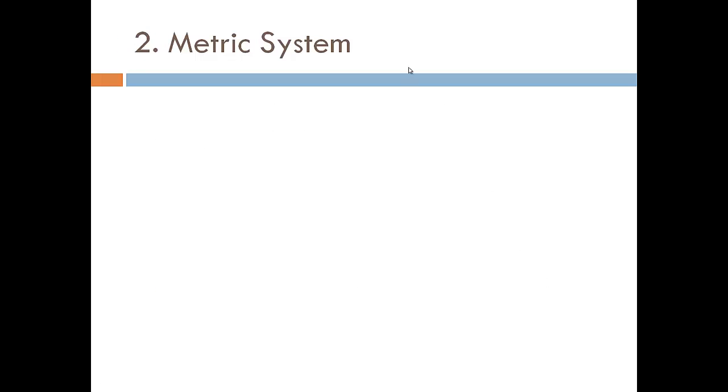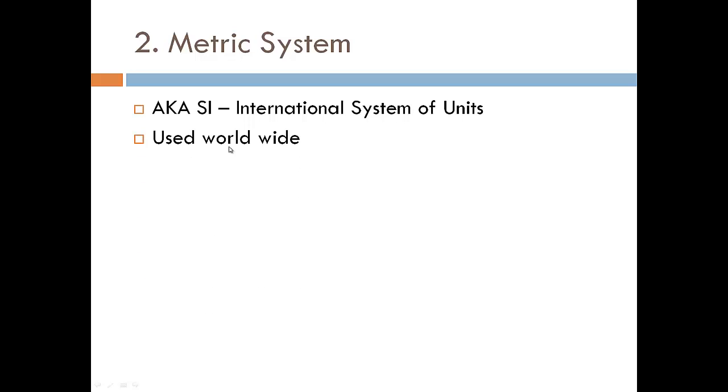Instead, we use what's called the metric system, which was developed in the late 1800s in order to create a logical, easy system of measurement that could be used worldwide. It's also known as SI, International System of Units. The S and I are reversed just because it was named originally in French. And then, like I said, this one is widely accepted. It's used worldwide, so scientists from all different countries can collaborate and share data.